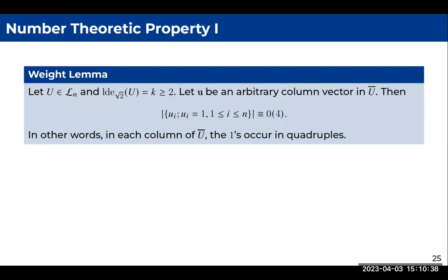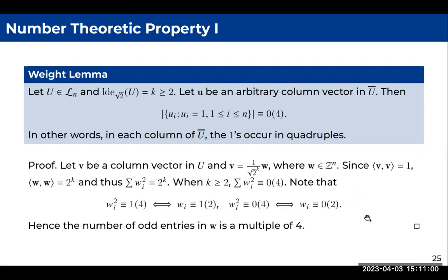All right, so the first property is the weight lemma, and this is the one that I promised I was going to tell you about. If you have a column taken out from the orthogonal scaled dyadic matrix, and you take its binary pattern, then the number of ones in this column must occur in quadruples. As John pointed out, you're just taking the inner product of these column vectors, and so the sum of the squares of every integer component is equal to 2 to the power of k. Here we're restricting k to be larger than or equal to 2.